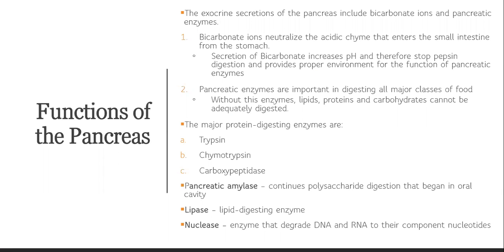So what are the functions of our pancreas? So the exocrine secretions of the pancreas include bicarbonate ions and pancreatic enzymes. The bicarbonate ions are the ones that neutralize the acidic chyme that enters the small intestine from the stomach. And the pancreatic enzymes are important in digesting all major classes of food.